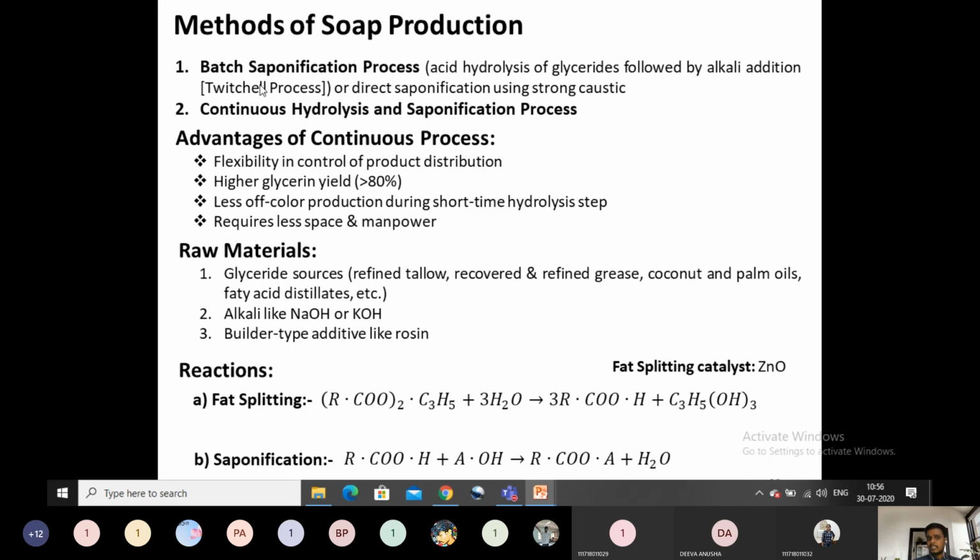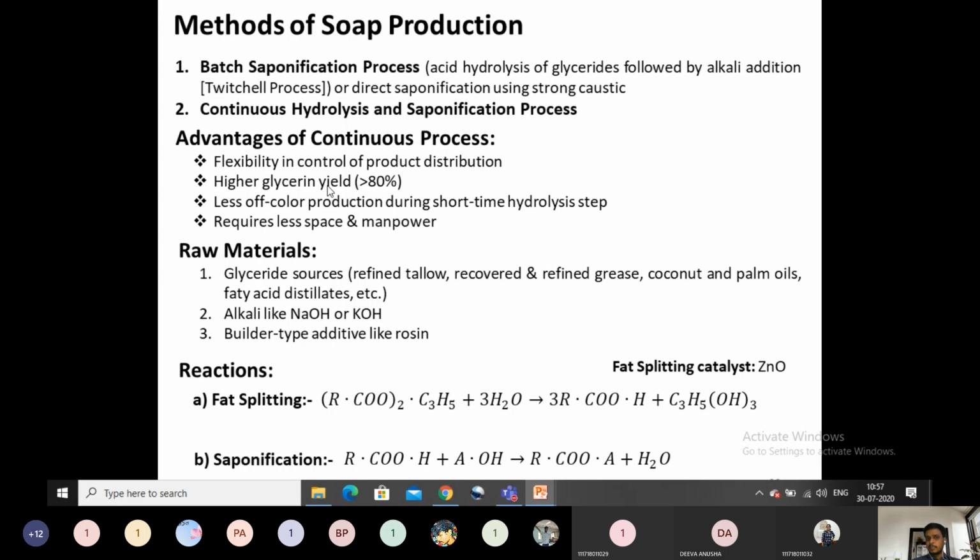So the next process is the continuous hydrolysis and saponification process. In this, there is a glycerin separation step. The advantage of the continuous process over the batch saponification process is that there will be flexibility in control of product distribution, because in the continuous process we can separate automatically. So the first advantage is flexibility in control of product distribution.